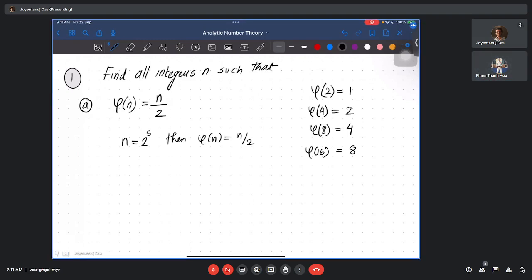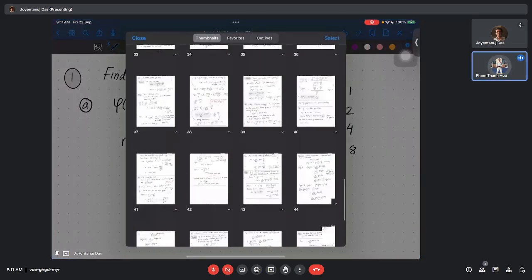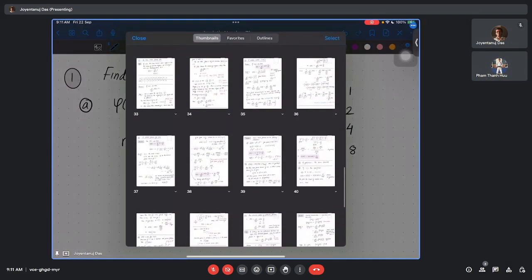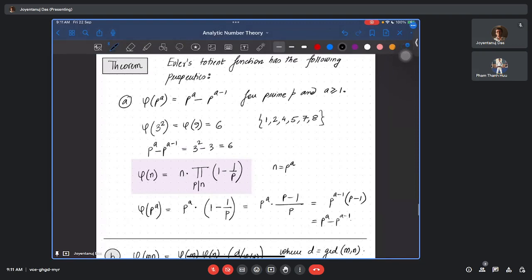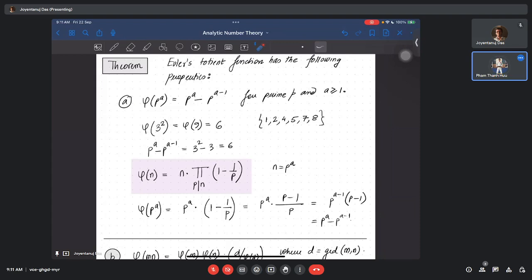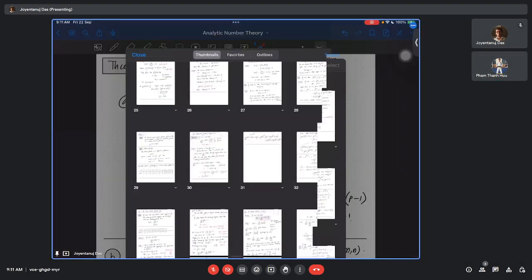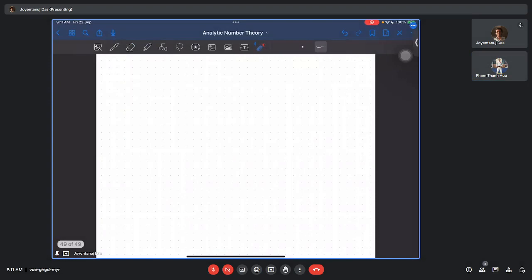Induction? No, I think not, because we don't have continuity. But we know the properties of phi. Let me search for it. Phi of n, which we defined here. So this one we have: if it is a prime power, then I can write it like this. This is the property we'll use. 2 is a prime, so we'll use that.